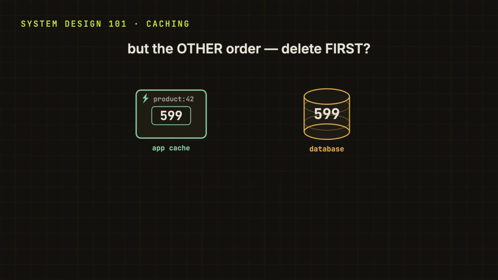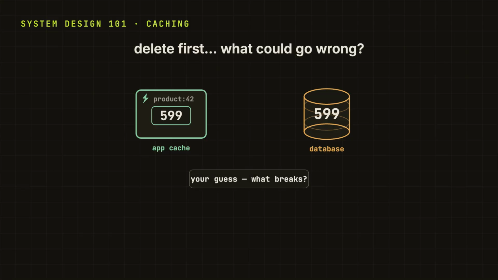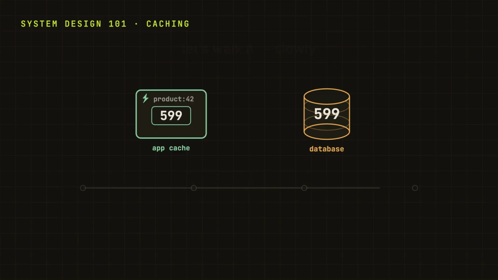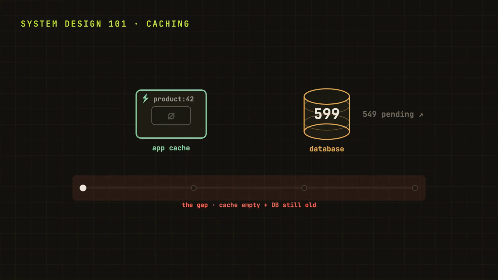Because doing it the other way, delete first, then update the database, honestly looks completely fine, right? So, before I show you, have a quick guess at what could possibly go wrong there. Okay, let's walk it slowly. Step 1, the writer deletes the cached copy. So far, so good. But right in the tiny gap before the database write lands, a reader shows up.